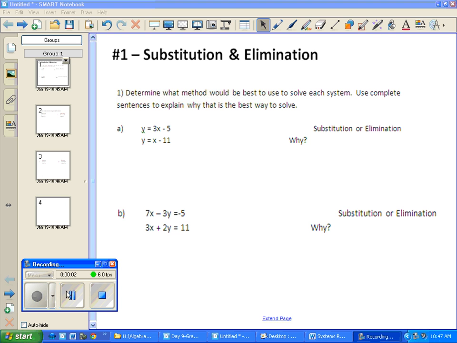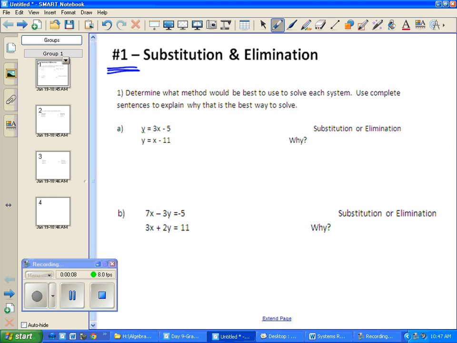Ladies and gentlemen, it's time to do some systems of equations stations. The first station we're going to work on is substitution and elimination, just basic solving. The first two questions, number 1A and B, you don't need to actually solve them. You just need to tell me how you would solve them if you were so inclined.